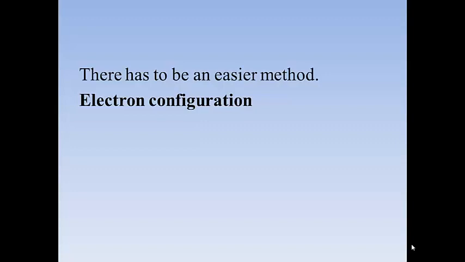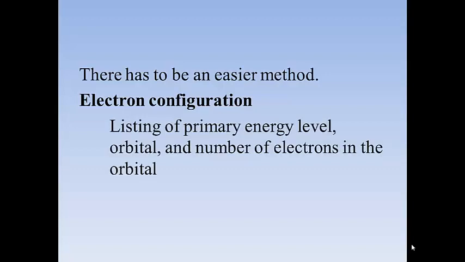There is, and that's called the electron configuration. For the electron configuration, you only need the Aufbau principle. You don't need Hund's rule or the Pauli exclusion principle, because the electron configuration is a listing of the primary energy level, orbital, and the number of electrons in the orbital. We never mention the suborbitals. You still need the mnemonic because we need to fill the orbitals in the correct order.